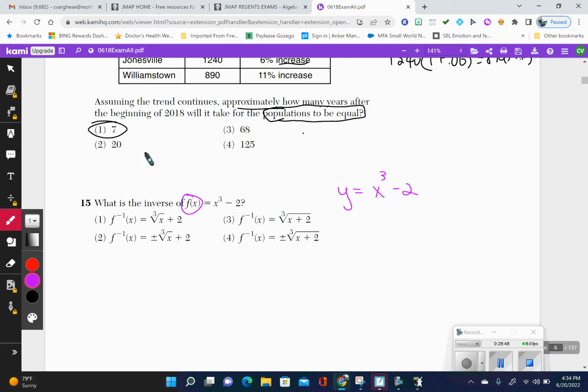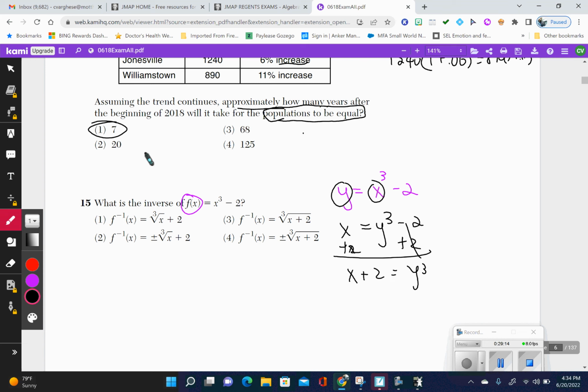I didn't do the inverse yet, so my inverse says wherever my y's are, I'm going to put an x. So x is equal to this y. This x is going to become a y to the third minus 2. And then none of my answer choices looks like that, so I'm going to go ahead and solve for my y. So I'm going to add 2 to both sides. Add 2. So I have x plus 2 is equal to y to the third.